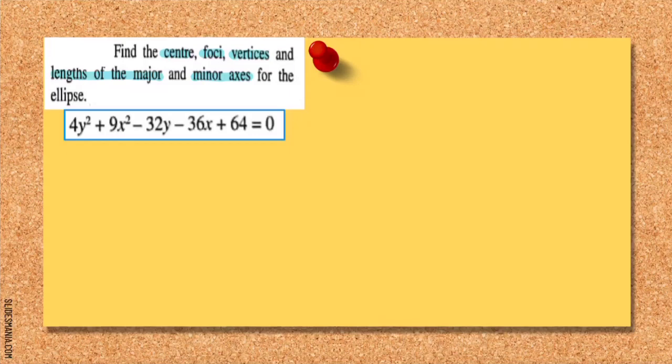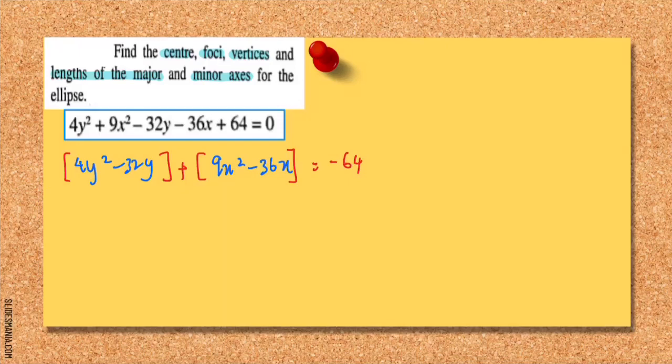So what we need is, we need to separate the x variable and also the y variable. And we want to bring this constant here to our right hand side so that it will become minus 64. So let us separate first the y part, 4y squared minus 32y. The x part, 9x squared minus 36x.